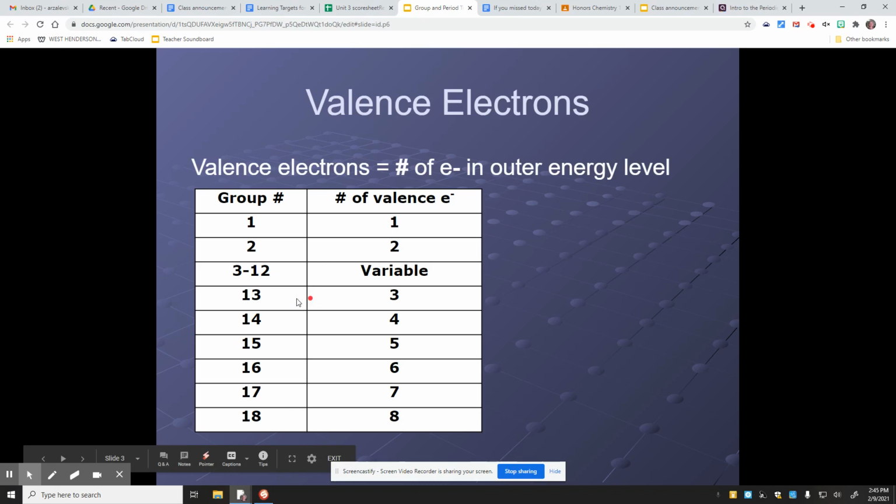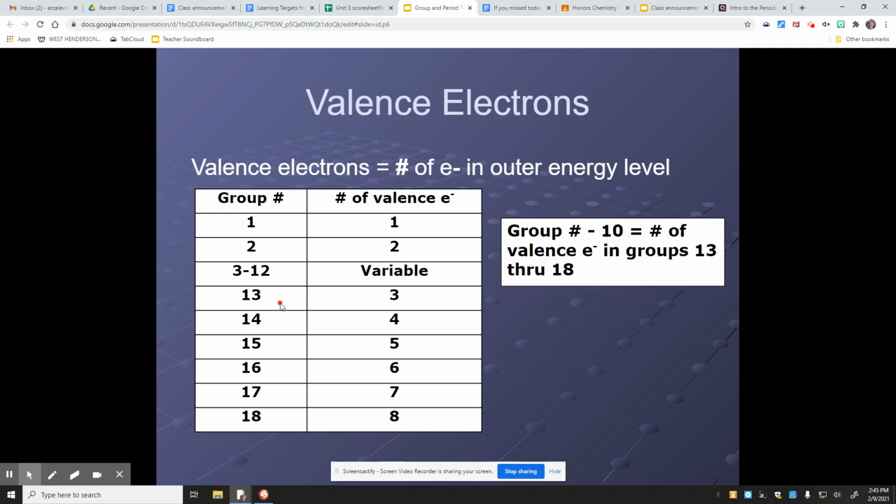Even though the number of valence electrons is not the same as the group number, there is a relationship there. Basically, if we take the group number in 13 through 18 and subtract 10, we get the number of valence electrons. Or just drop the 1, either way you want to look at it. Now, remember, 8 valence electrons is the magic number of stability, and atoms are going to form compounds in order to try and get to 8 valence electrons.